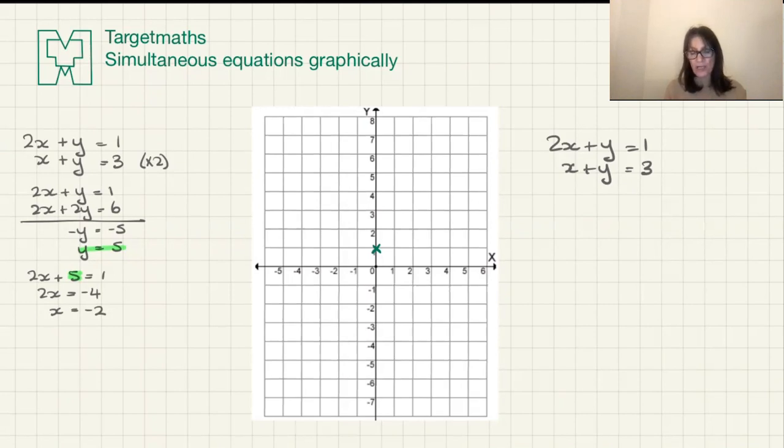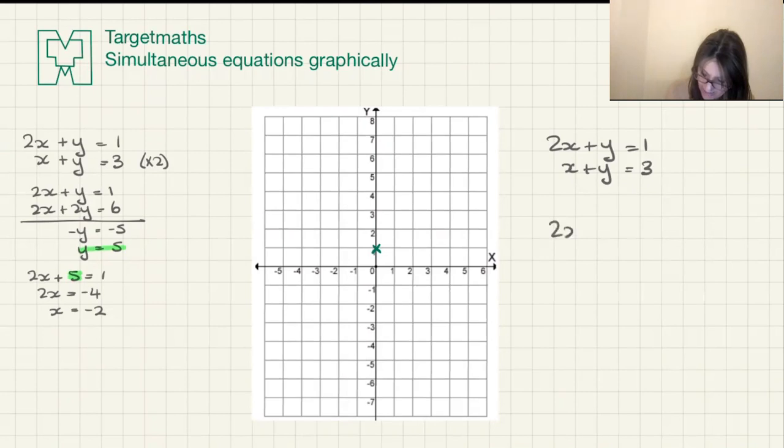So if you are unsure about your gradients and y-intercepts, or anything else that you see in the process of this example, then you may need to go and have a quick look at some of those how-to videos in order to brush up on your skills. So let's take a look at what we are expected to do.